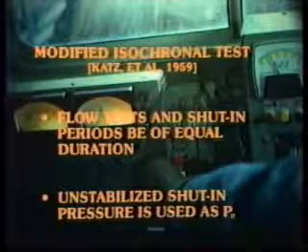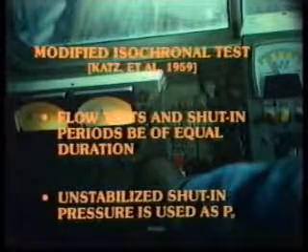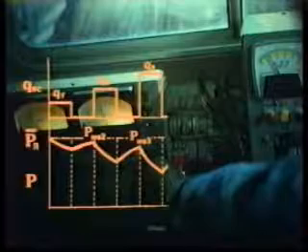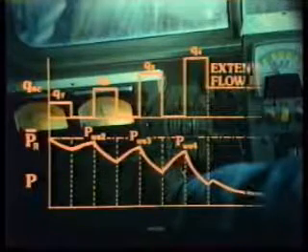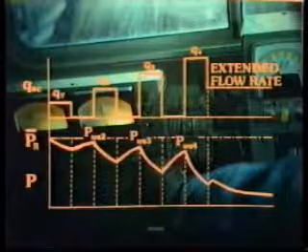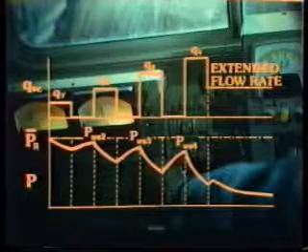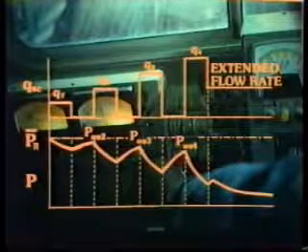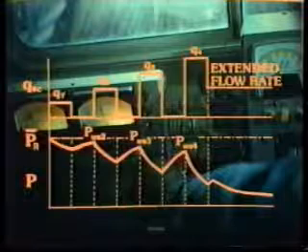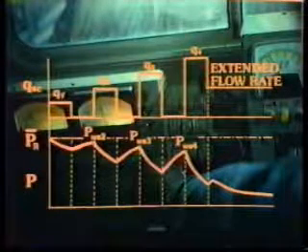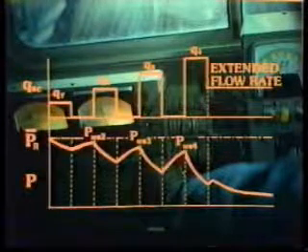In 1959, Dr. Katz and others working at the University of Michigan suggested a modification to the isochronal test. They suggested that both the shut-in periods and flow periods for each test could be of equal duration, provided that the unstabilized shut-in pressure at the end of each test be used instead of the static reservoir pressure, P sub R, in calculating the difference of pressure squared for the next flow rate.